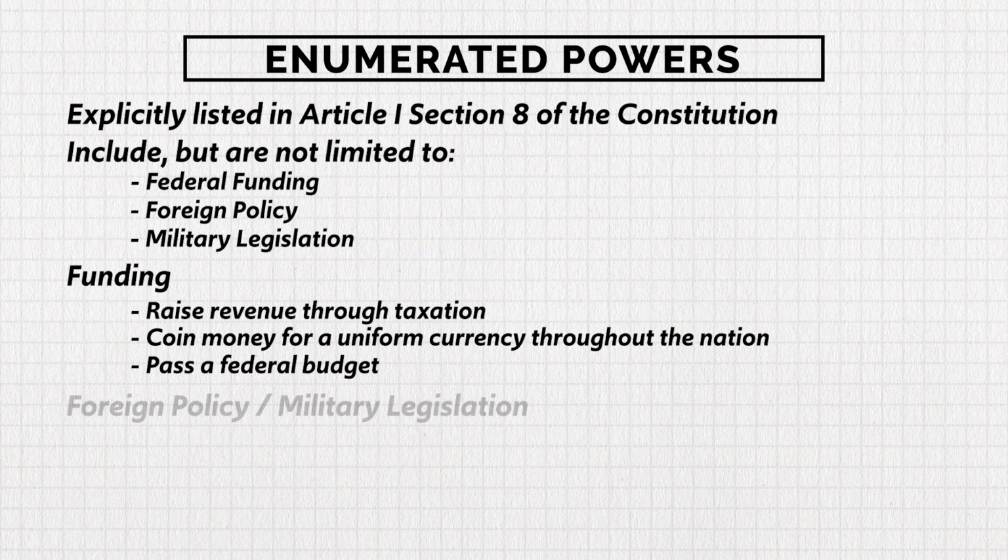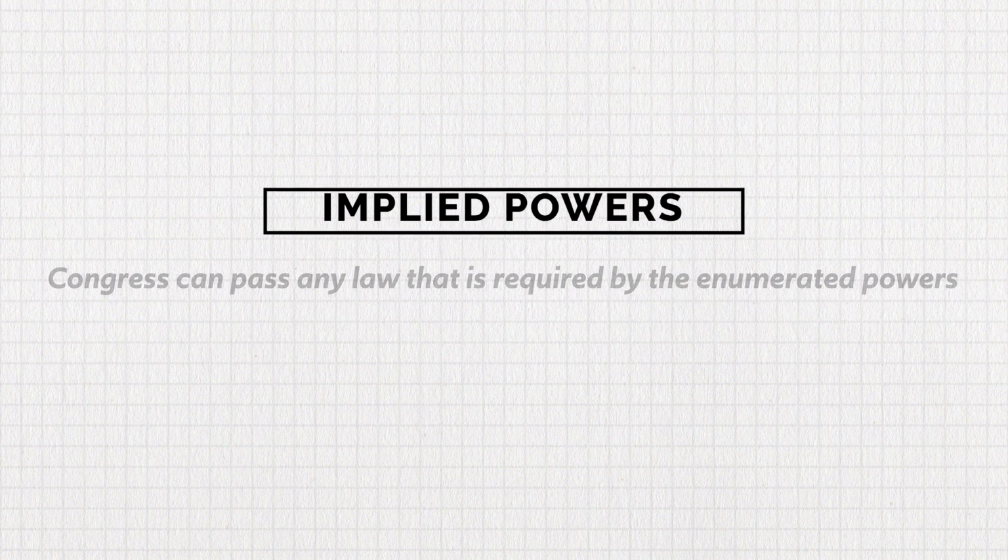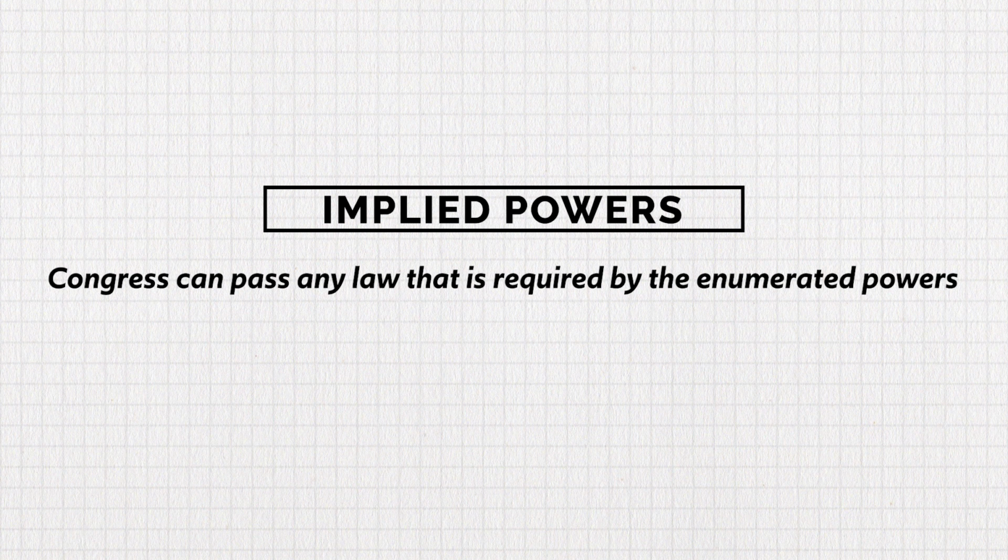Under the heading of foreign policy and military legislation, Congress has perhaps the most important and far-reaching foreign policy decision, and that is to declare war. To that end, Congress can raise armies, pass draft laws, and direct funding to the armed forces. Okay, so those are some of the enumerated powers that Congress holds, but they also have implied powers. This basically means that Congress can pass any law that is required by the enumerated powers.